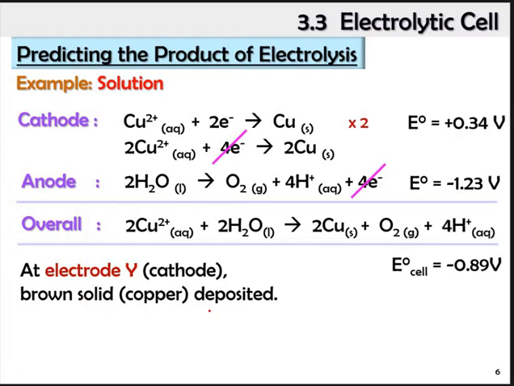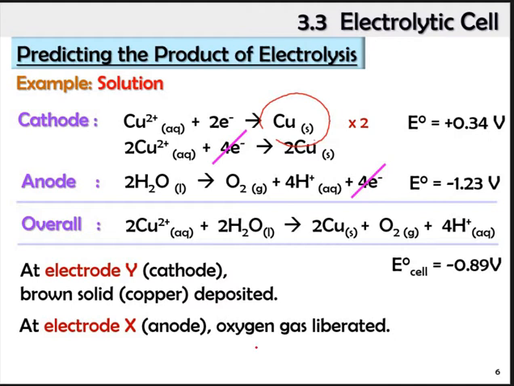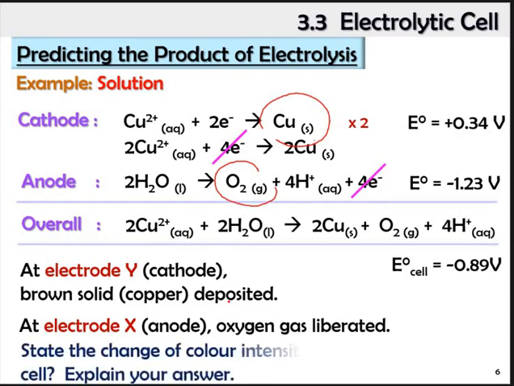Okay, pada cathode, dia akan buat proses reduction tadi kan. So dia akan menghasilkan apa? Kita tengok pada produk sini. Okay, dia menghasilkan solid copper. So maksudnya brown solid itu copper deposited. So kita akan nampak lah dia punya electrode tu become thicker. Okay, and then pada electrode X iaitu anode, oxygen gas liberated. Okay, kita tengok pada sini produk dia. Okay, so kita akan nampak bubble gas kat situ.